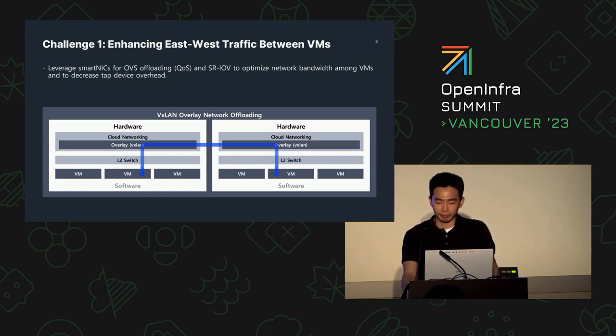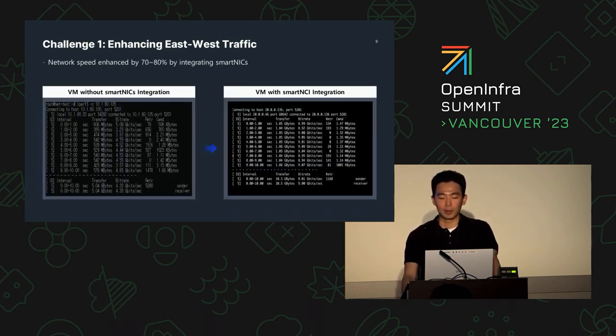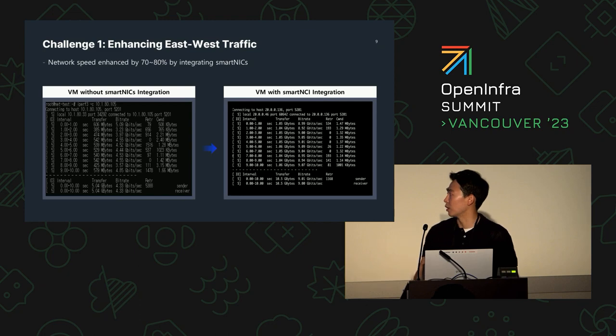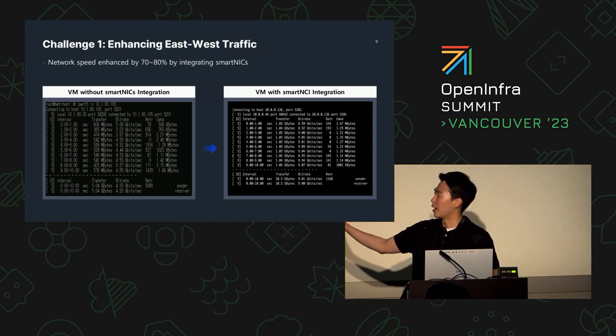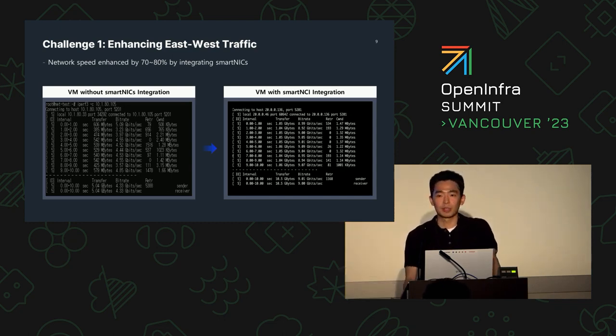And so in this way we tackled the network enhancement capability. This is data that we collected between an environment without SmartNICs implemented and an environment with SmartNICs implemented, and you can see that the network traffic functionality and capability has increased by about 70%.